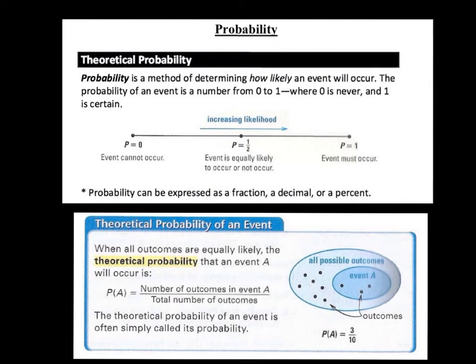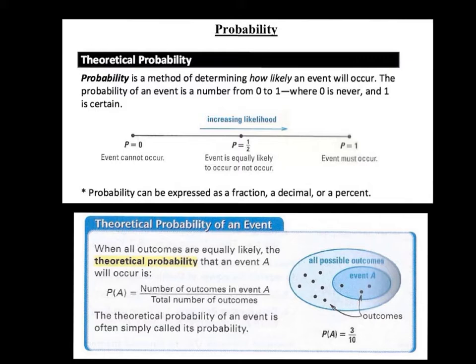There are multiple ways to calculate the probability of an event, and one of them is to calculate the theoretical probability of an event. Now, probability is a method of determining how likely it is that an event will occur. The probability of an event has to be between 0 and 1. So 0 would be when this event never occurs, and 1 would mean that it happens or occurs all the time, or it's positive or certain that it will occur.